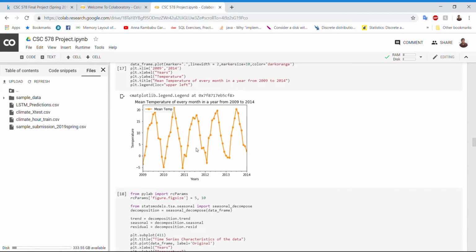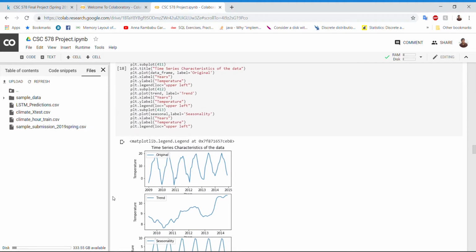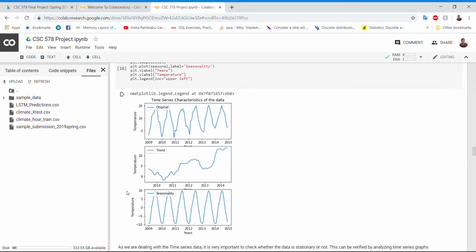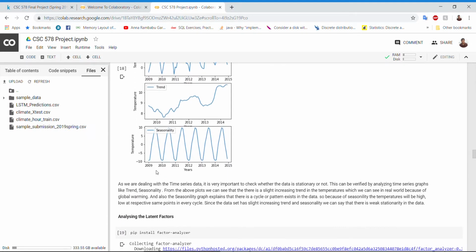This is the original distribution of the data, and again I have plotted it here. And also here we can see the overall trend in the data. So there is a slight increasing trend. Maybe it's because of global warming and those kinds of issues, which is irrelevant to us. And here also we can see the seasonality in the data. Because of the slight increasing trend, there is no constant mean and variance. So the data is not stationary.